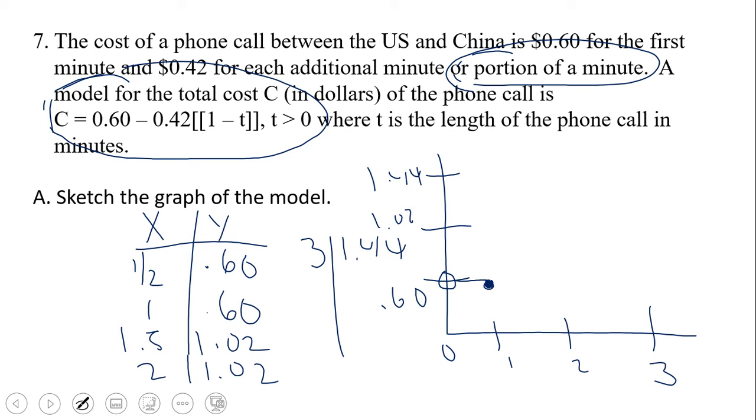When you jump to the next step, again you're going to be open at the start and closed at the end, because anything between 1 and 2 minutes is going to cost $1.02. Then on to the third step. And again, this would continue to infinity. Just showing me a couple of steps would really be more than sufficient.